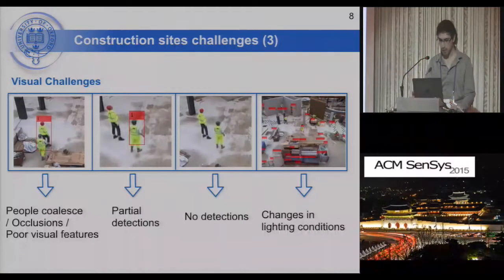So in construction sites, visual detection of people is also challenging. We have poor visual features and occlusion. We have partial detections and changing lighting conditions, which makes the people detection very difficult.